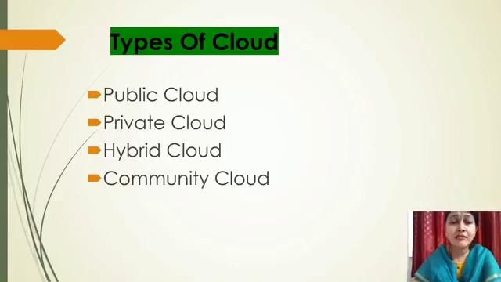And what is this third one? Hybrid cloud. Hybrid cloud means what? It is the combination of both public features and private features. Here, critical activities are performed by the private cloud and non-critical activities are performed by the public cloud. So, this is the combination of both public and private cloud.